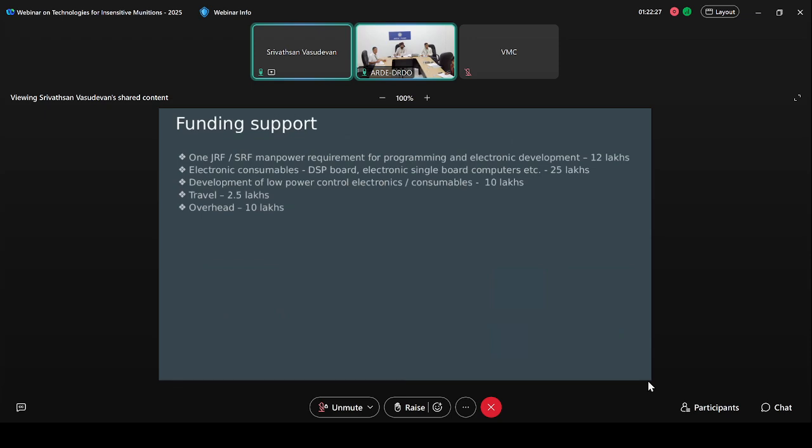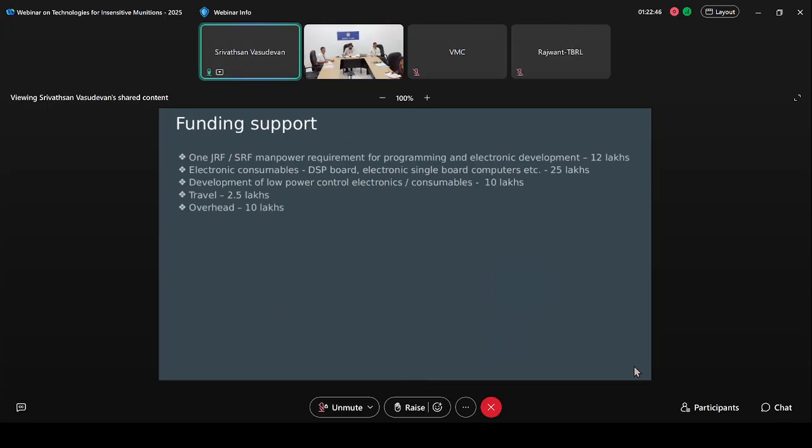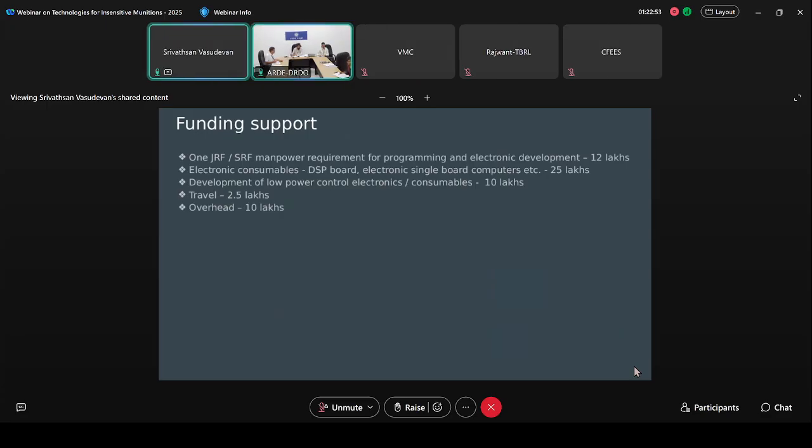So with this, I'll move on to the funding support. I'm thinking of having one manpower for a period of 2 years, so the timeline of my project is 2 years. Some of the electronic consumables we would require for this electronic data acquisition system are DSP boards, electronic single board computers, etc. For the signal conditioning, we may need to develop low power control electronics, and depending upon the number of sensors that you want to try, I'm projecting the cost accordingly. I've also kept some money for travel and overheads as per the institute norms.